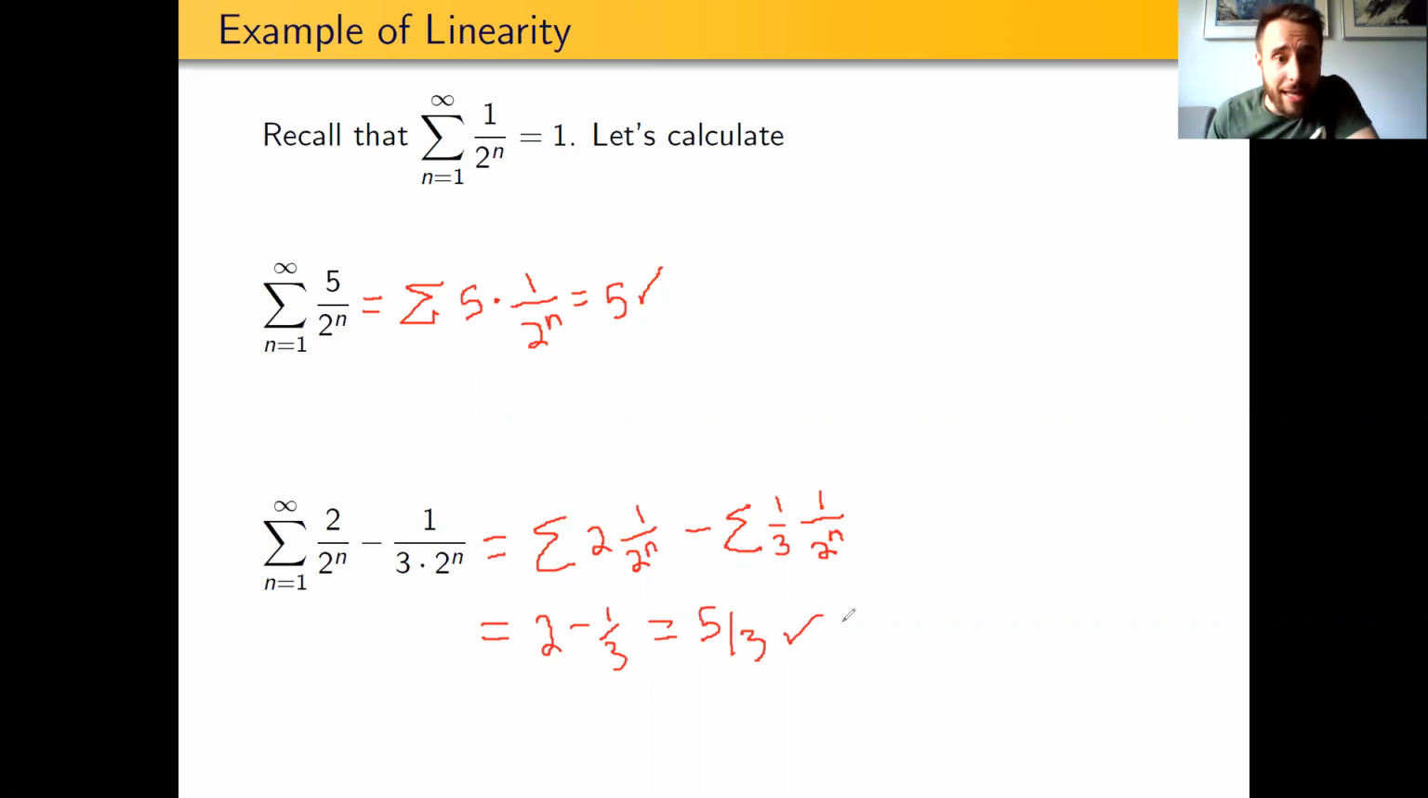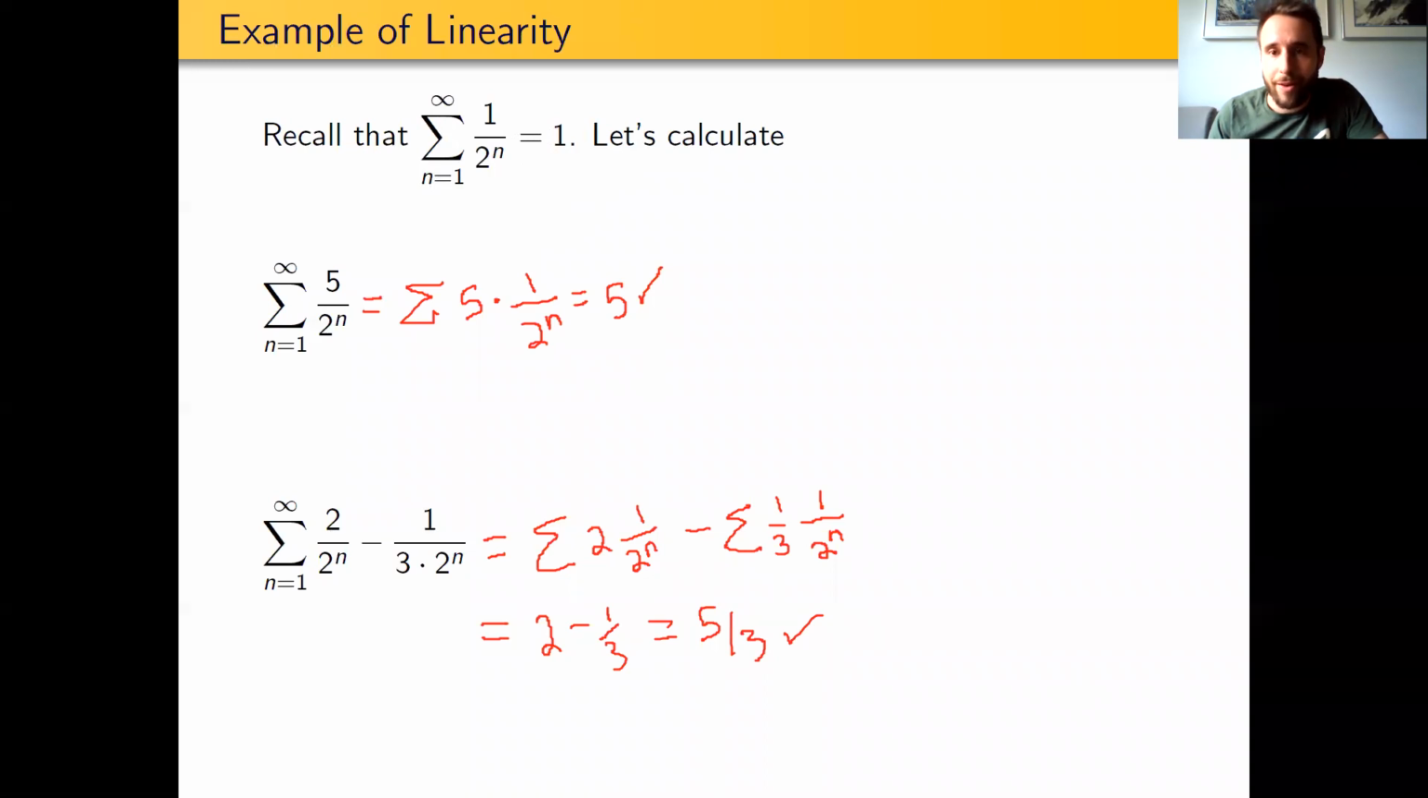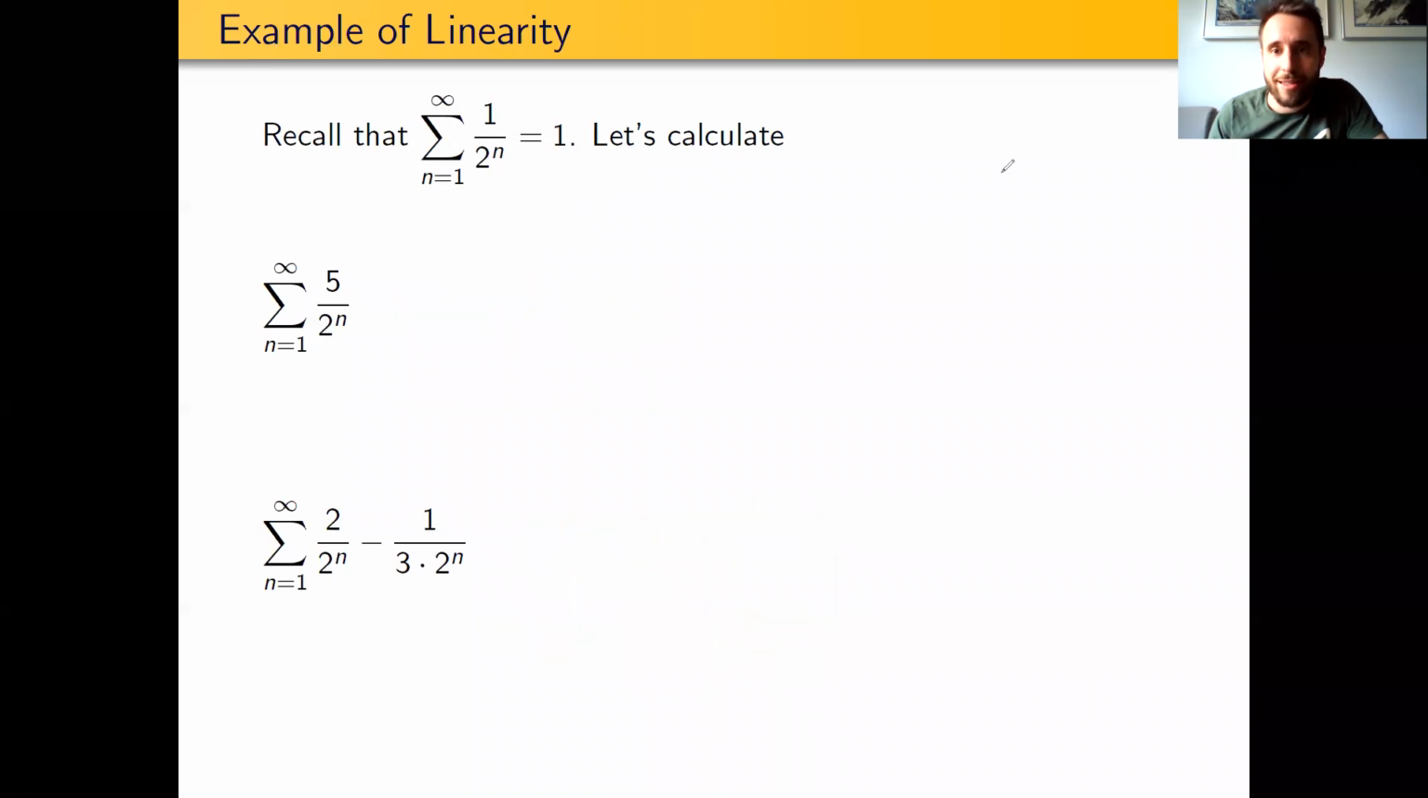Okay, great. And so this is a little silly at the moment because we only have this one series that we know converges. But as we develop more series that we know converge, this linearity will allow us to examine different linear combinations of well-known series. All right, great.